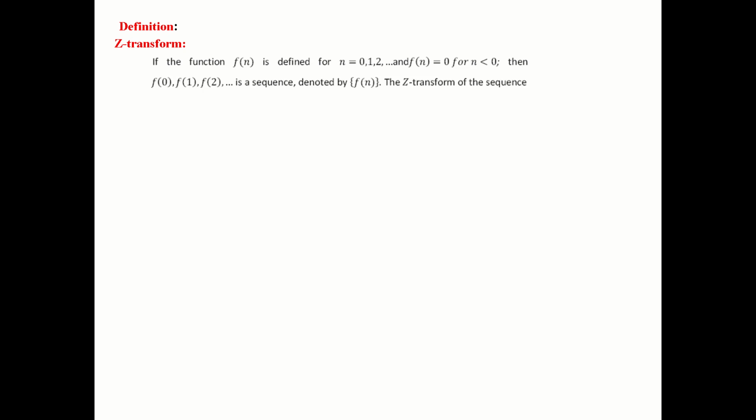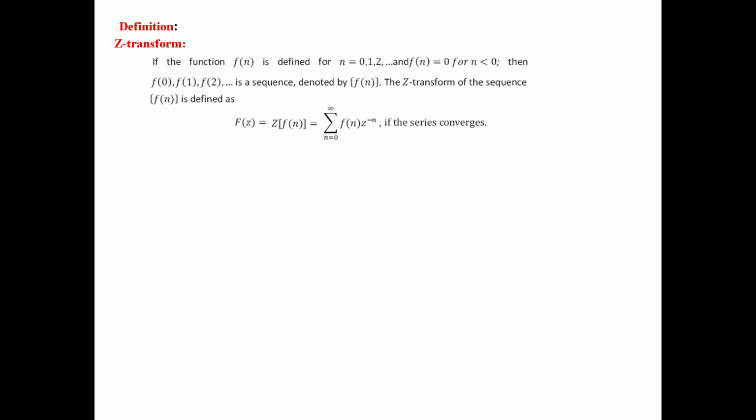Next is Z transformation. So we'll see the definition. If a function f of n is defined for n equal to 0, 1, 2, etc., and f of n equal to 0 for n less than 0, then f of 0, f of 1, f of 2 is a sequence denoted by the sequence f of n. The Z transform of the sequence f of n is defined as F of z is equal to Z of f of n, which is equal to summation n equal to 0 to infinity f of n z power minus n, if the series converges.